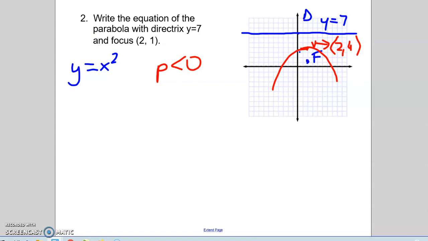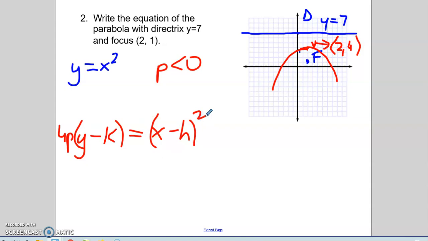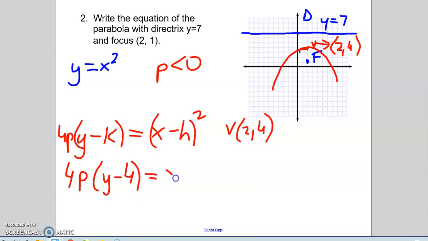Okay, so let's write the general form. You can go to your notes and write it down, or just write it down from memory here. So y minus k, I'll have my 4p outside there, is equal to x minus h squared. Okay, so I have my vertex. The vertex is 2, 4, so I can write that part down. So 4p times y minus 4 is equal to x minus 2 squared.